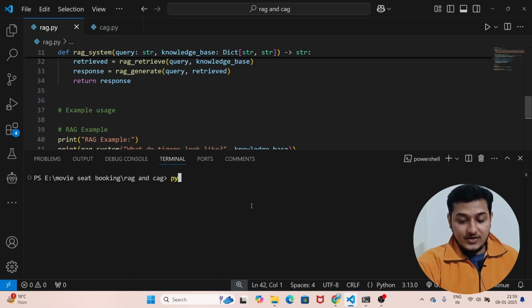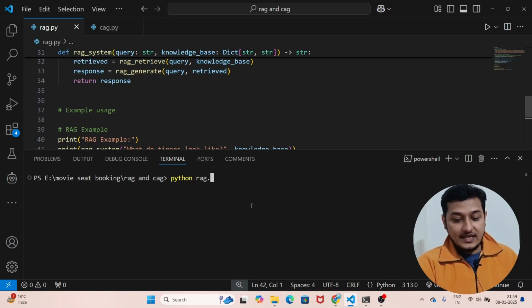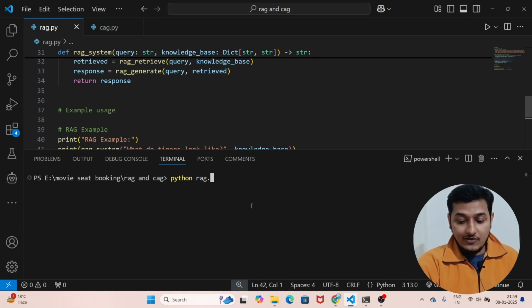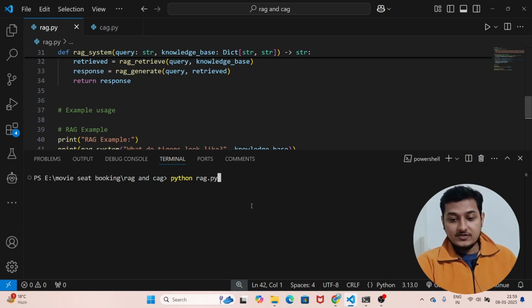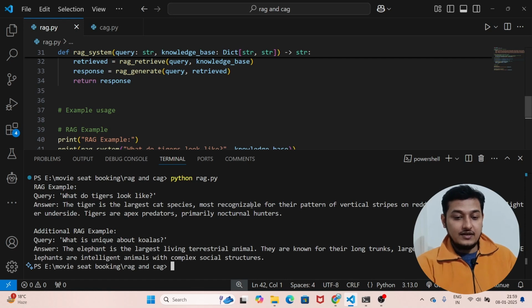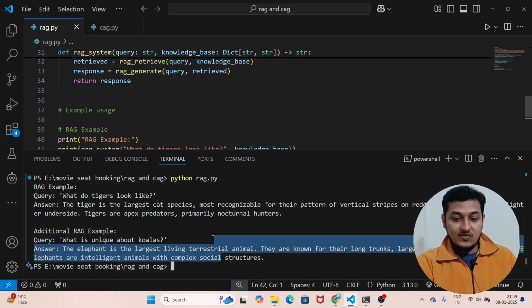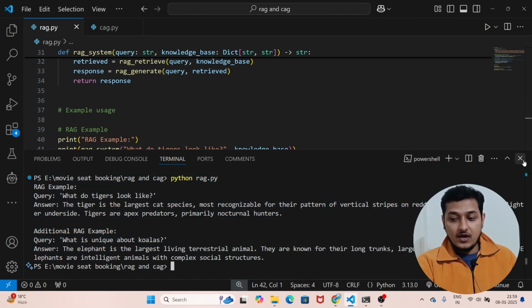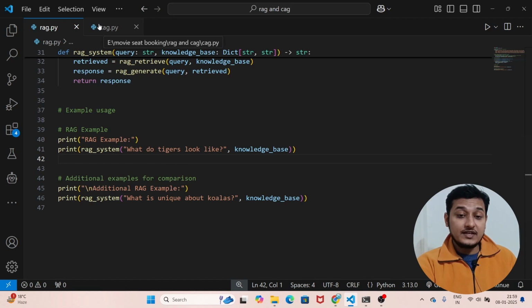So here you see Python, and the file name is rag.py. After that I will show you the CAG also, and I will show you the difference. Here, if I press enter, you see that I got the query and the answer. It has found that the tiger is the largest cat species, and so on, and also it has found the answer about koalas. All of these things come from the knowledge base that I have provided. Now let me show you the difference with CAG.